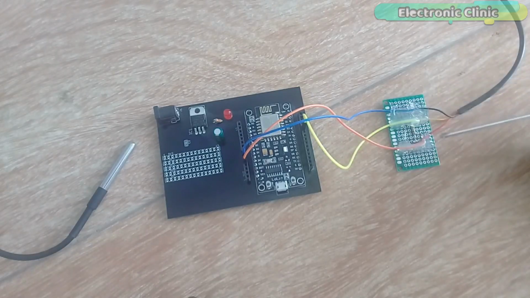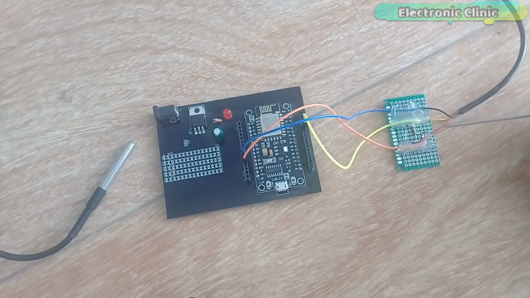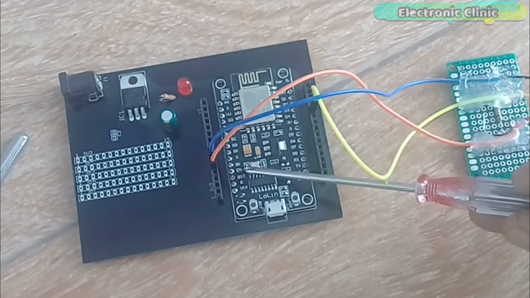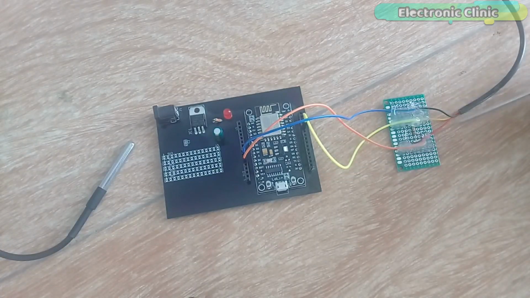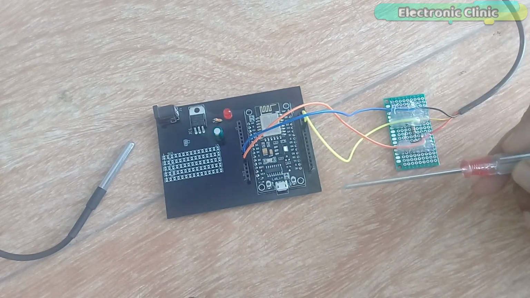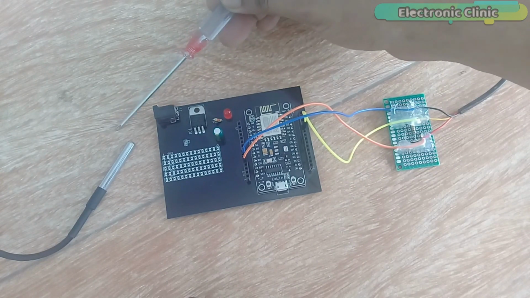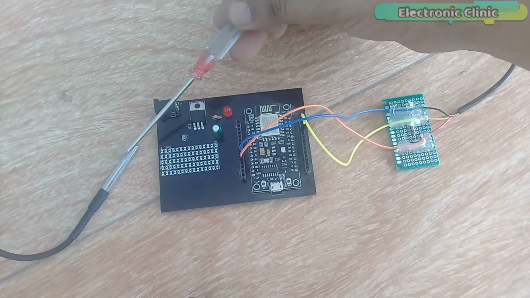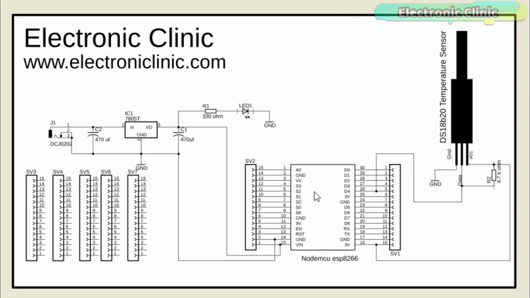The DS18b20 waterproof temperature sensor has three wires. The red wire is the VCC wire. The operating voltage is 3 to 5 volts. In my case, I'll be using 3.3 volts from the NodeMCU ESP8266 Wi-Fi board. The yellow wire is the data wire. We usually connect a resistor between the data wire and VCC wire. I will explain this in the circuit diagram. The black wire is the ground wire. This wire is connected with the NodeMCU ESP8266 Wi-Fi module ground. This temperature sensor is capable of measuring temperatures ranging from -55°C to 125°C.